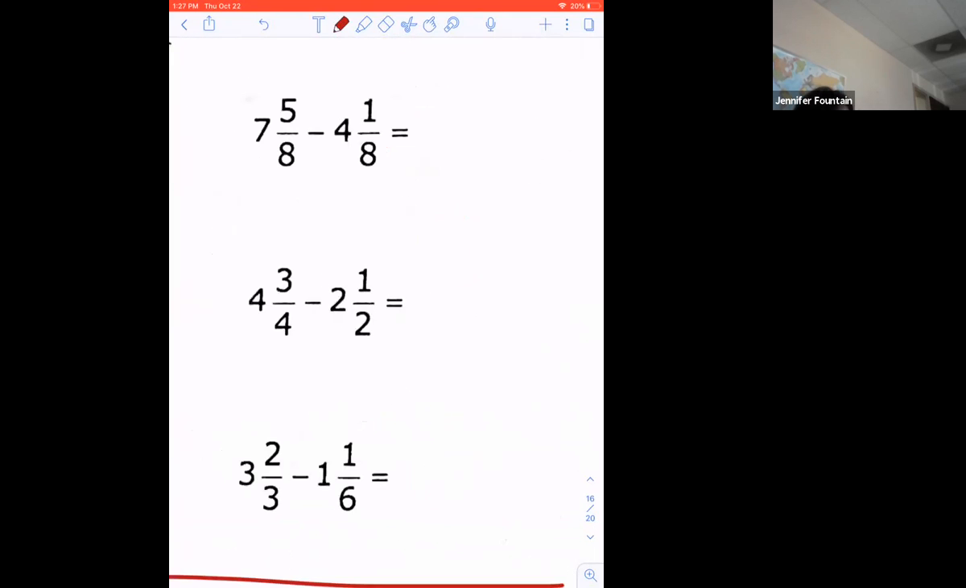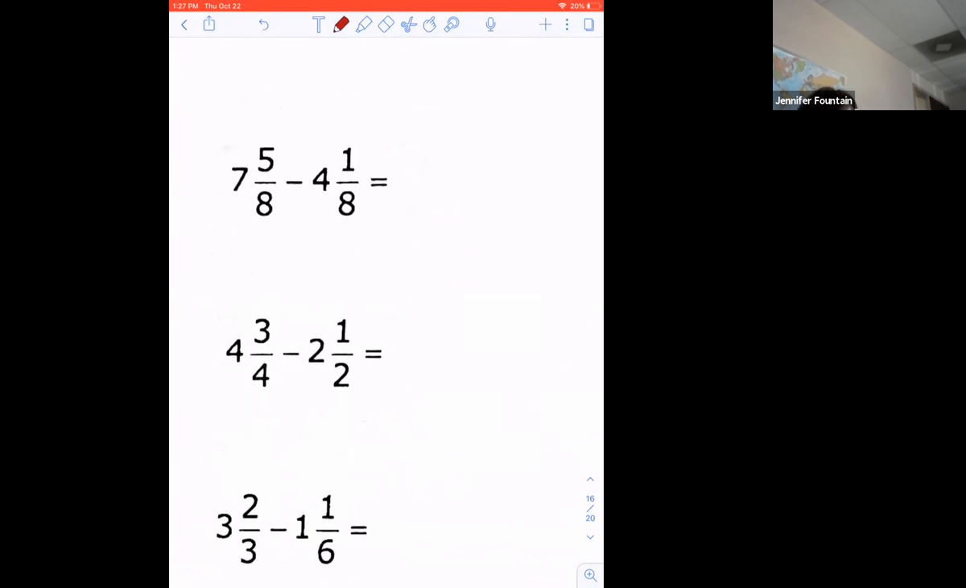Now, one of the things, again, we could do this first problem that same way. We always just want to make sure that the first fraction is bigger than the second one, and then we can just subtract just like we just added. So I can say 7 minus 4 is 3, and 5 minus 1 is 4, so I end up with 3 4/8.